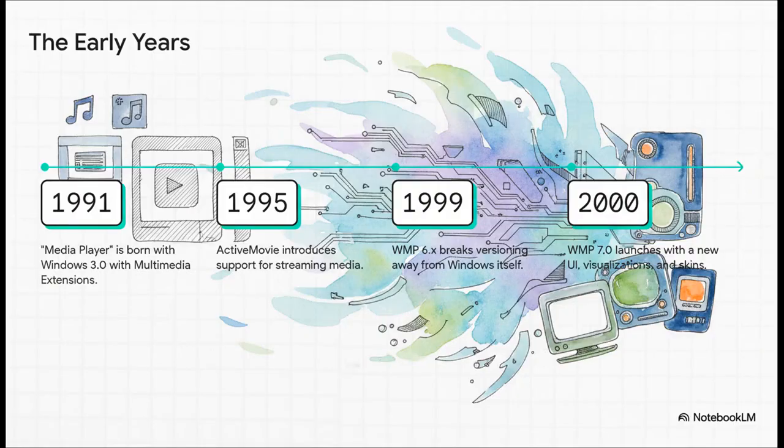So the story actually starts way back in 1991 with a super basic tool just called Media Player. Over time, it slowly got new powers like streaming support with something called Active Movie. But the real transformation? That happened right at the turn of the millennium. In 2000, Windows Media Player 7.0 showed up, and wow, it was a complete game changer. It brought in that slick new interface, those famous visualizations, and the ability to totally change its look with skins.